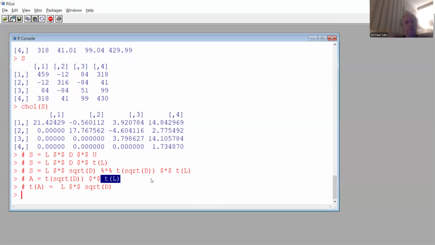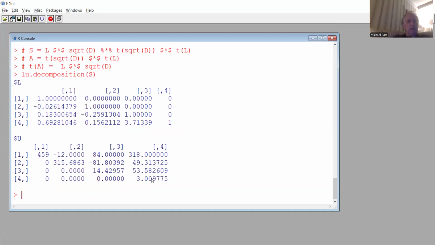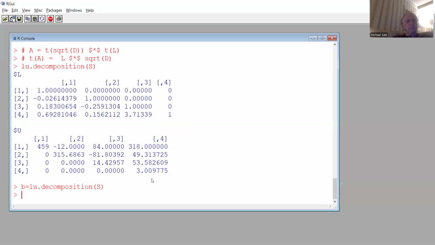So to do the LDU, you need the command LU decomposition. It is in the package, I think Pragma or Matrix Calc, one of the two that was in the part 1 video. So let's just do it. I'm going to type LU decomposition S. And I get that. Okay, let's save those. I'm going to call this B equals LU decomposition S. So I have my lower, so I'm almost there.